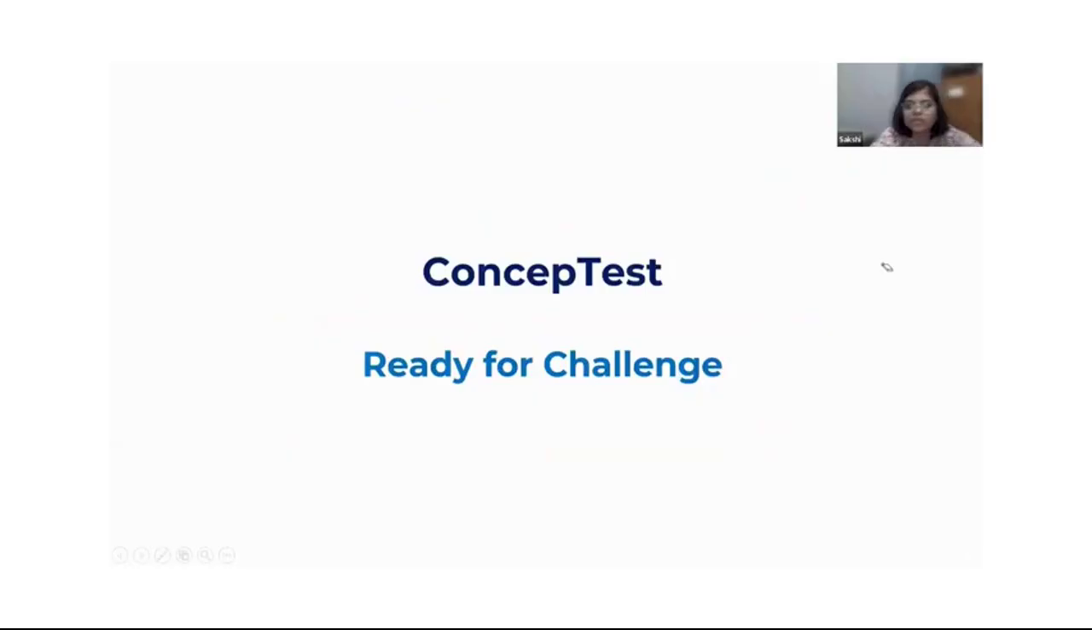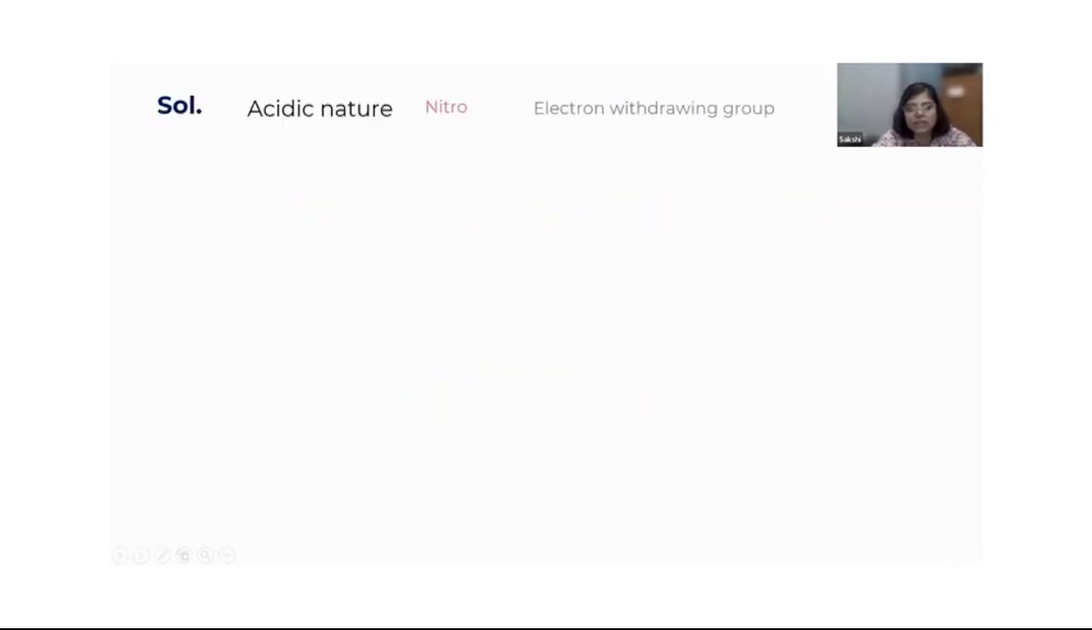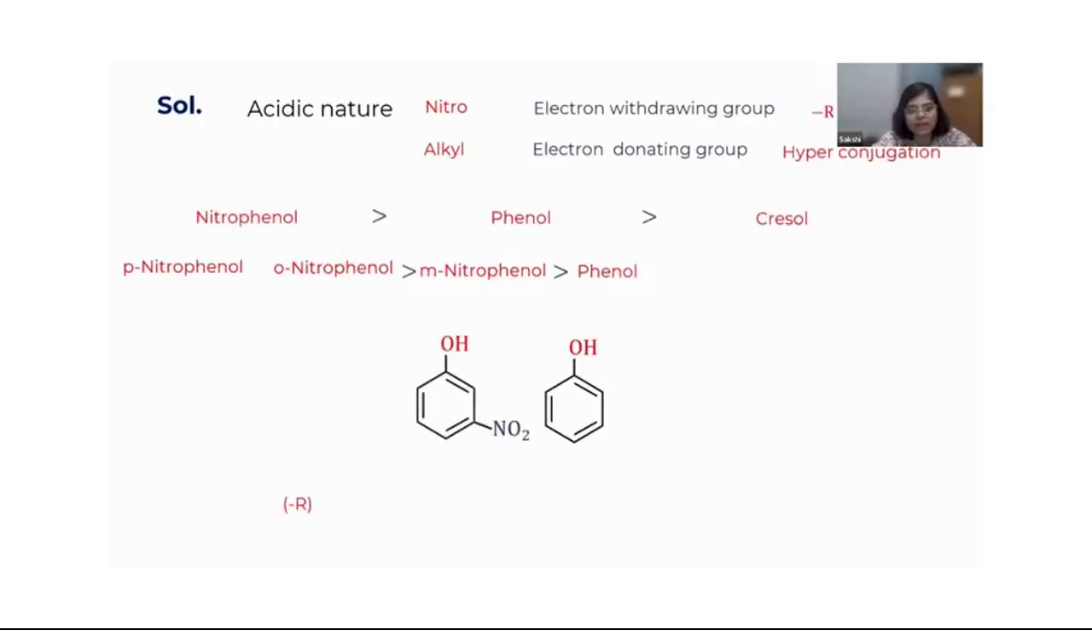Let us move forward. This is quickly a test that you can do yourself. I have listed the compounds, right? You need to compare the acidic nature and arrange them in increasing or decreasing order. We have para-nitrophenol, metacresol, ortho-nitrophenol, orthocresol, meta-nitrophenol, phenol, and paracresol. Just arrange them, take 2 minutes, and pause the video. In the next slide, I am showing the answer. So this is the answer, right? You can compare your answer and check it.